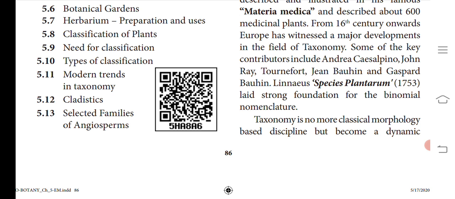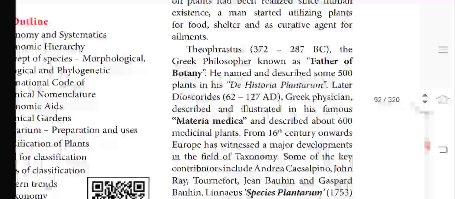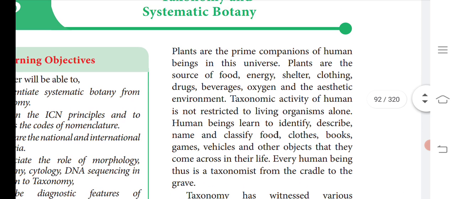Then we have cladistics, and that is the evolutionary tree. Then selected family. Under angiosperms we will learn about the Solanaceae family, and we will learn a type study also. So what is a type study? We are taking an example for a particular family and we will learn in detail.